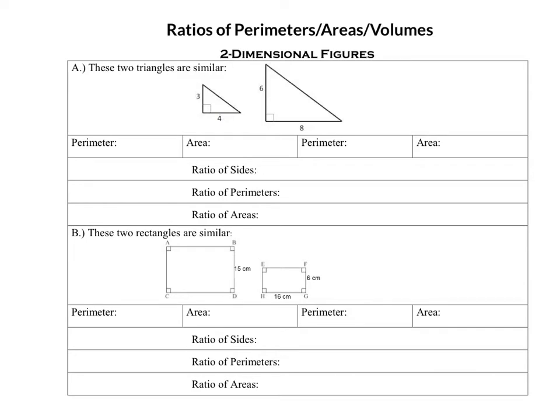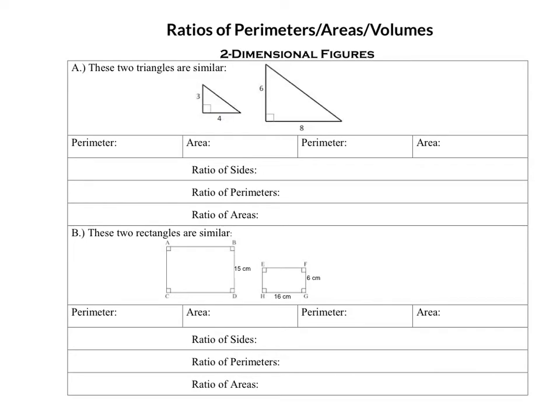We're going to start today by looking at two-dimensional figures, and then we're going to move into three-dimensional figures. With two-dimensional figures, we're going to look at the perimeters and the areas of two similar shapes and see if we can find some patterns about how their ratios compare.